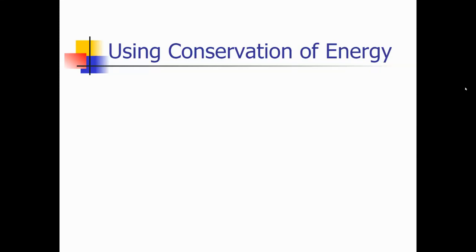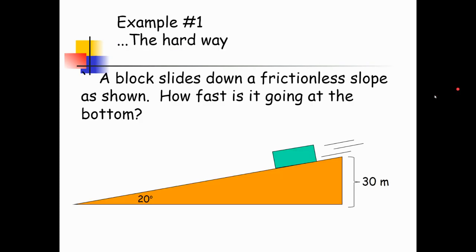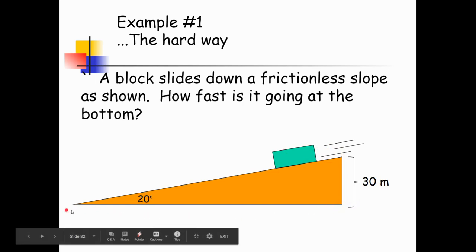Alrighty, so now we're going to use conservation of energy to solve some physics problems. So the first example I want to show you is this idea of a block sliding down a frictionless slope. And I want to know how fast it's going to be going at the bottom. And we'll assume that at the top it was not moving when it was at a height of 30 meters. And then it slides down this incline at an angle of 20 degrees.